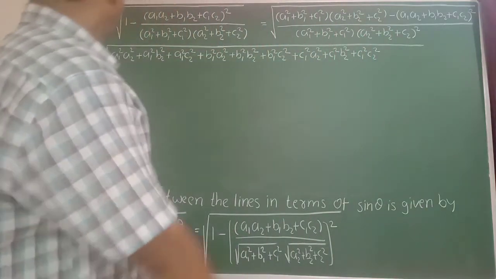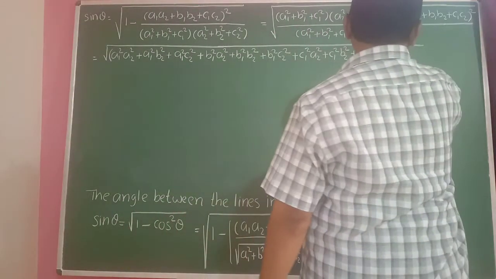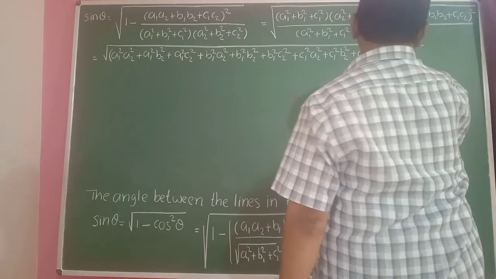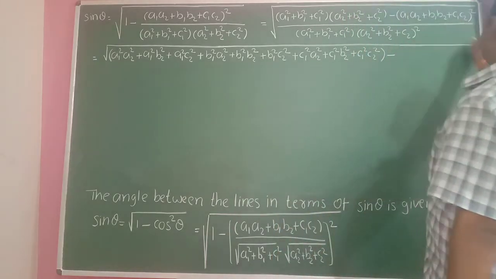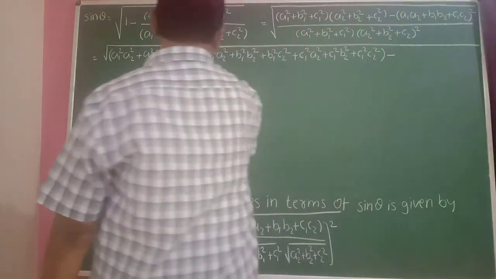Write all the terms in a bracket here, and a minus sign is there, right here. Then this term square, use here the formula a plus b plus c whole square. Then, sir, I am writing here.